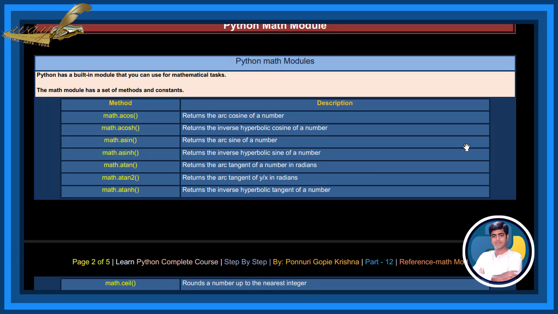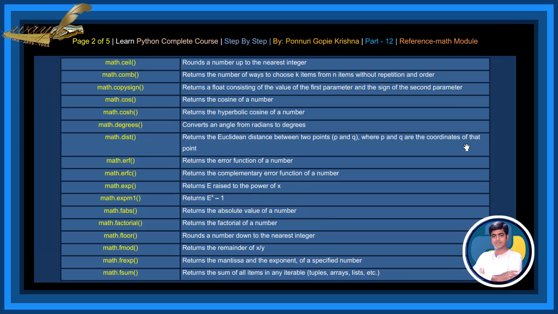The math.atan2 method returns the arc tangent of y by x in radians. The math.atanh method returns the inverse hyperbolic tangent of a number. The math.ceil method rounds a number up to the nearest integer. The math.comb method returns the number of ways to choose k items from n items without repetition and order.